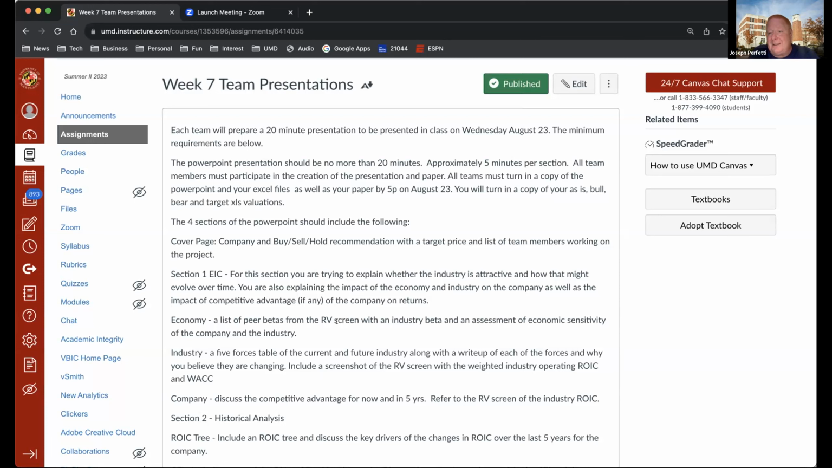That's what you should be covering in the EIC. Okay. For the second section, the historical analysis, you need to basically walk through the ROIC tree, 5 years, both levels, level 1 and level 2. You need to talk about the key drivers, any key numbers that are popping up in between years that are relevant to the changes in the 5 years.